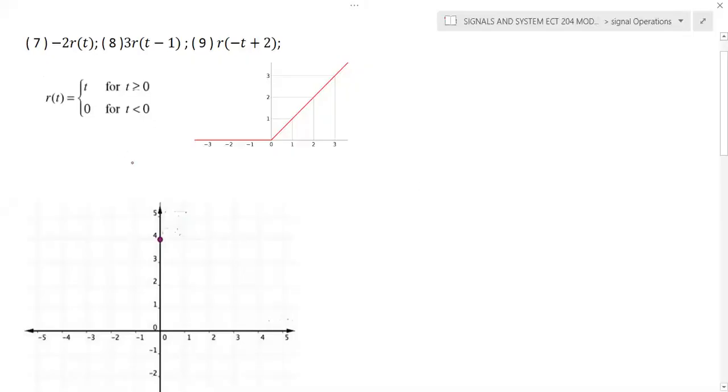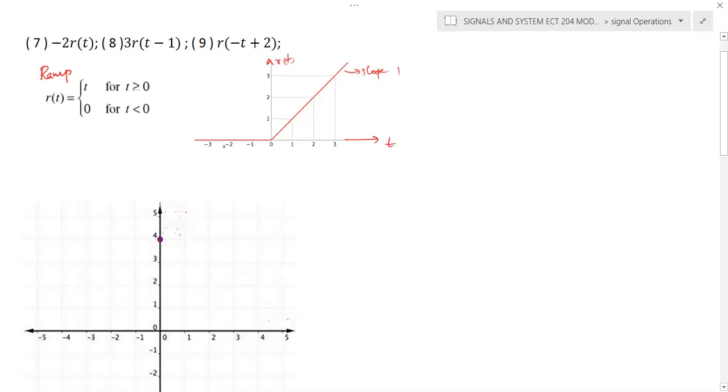So now we'll discuss the ramp signal. The standard ramp signal is defined as r of t is equal to t for t greater than 0 and 0 for t less than 0, and this is the typical graph. Here you can see it's actually a line with slope 1. If you observe the change in y by change in x, this is equal to 1.